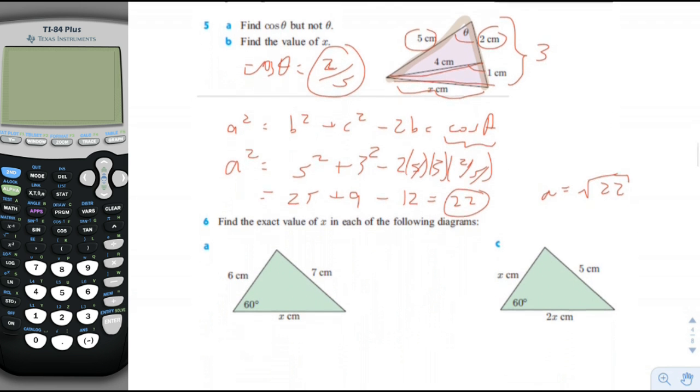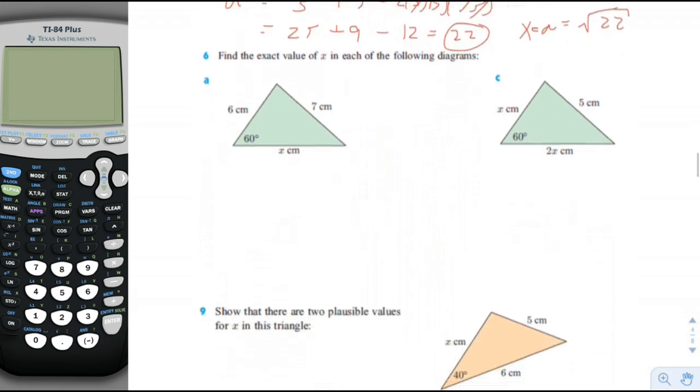Or that's actually x equal to x. They said to find x. Find the exact value of x in each of the following diagrams. So, let's see. We do not have an included angle, right? Because this is the unknown.